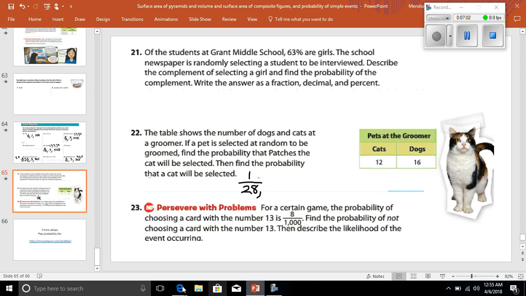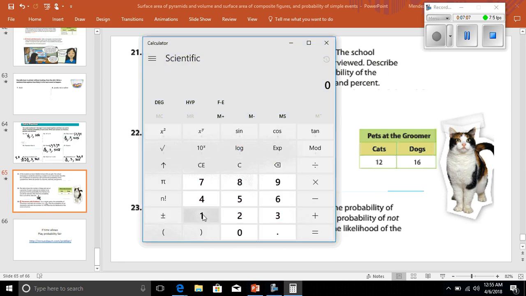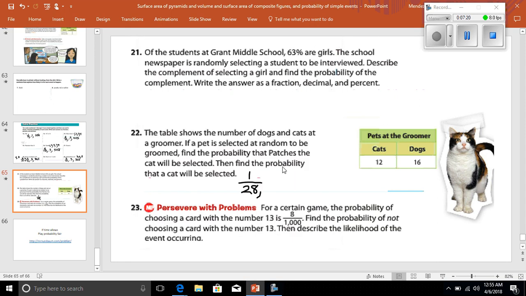And what would that be as a percent? Well, let's look at our calculator. 1 divided by 28 will equal 0.0357, so about 0.04 if we rounded it up. And of course, that would be about, well, I guess a 4% chance, because if we move the decimal back twice, that's going to be 4%.